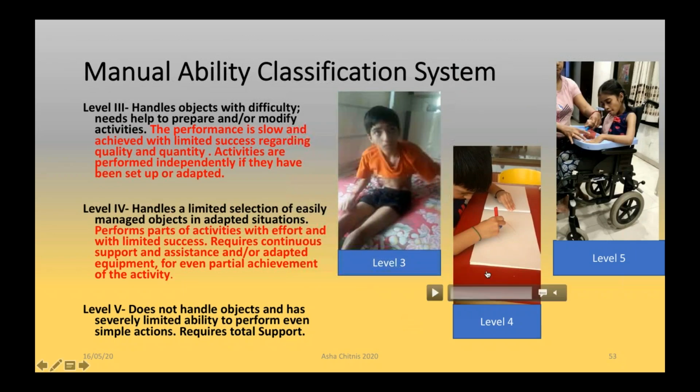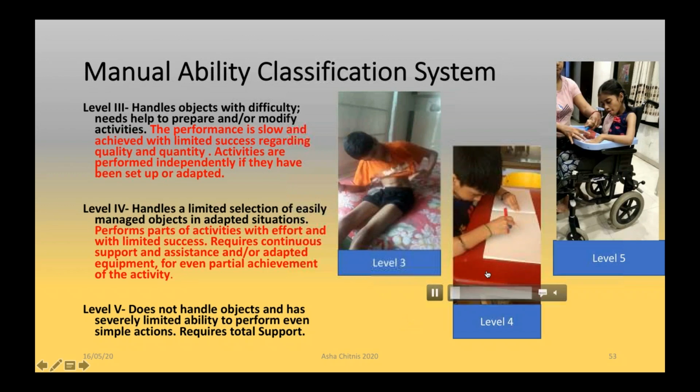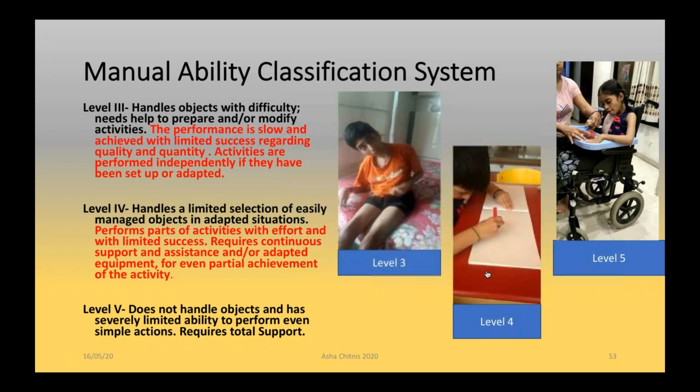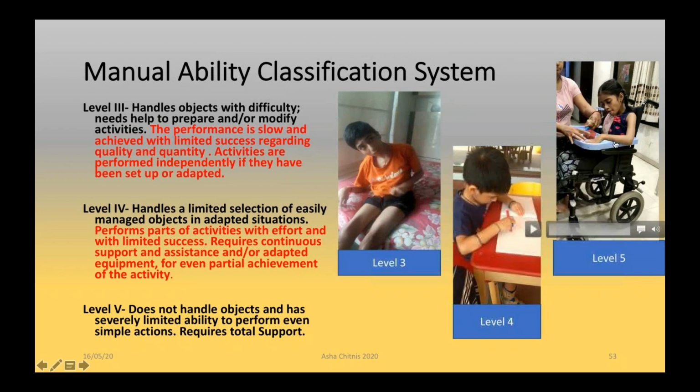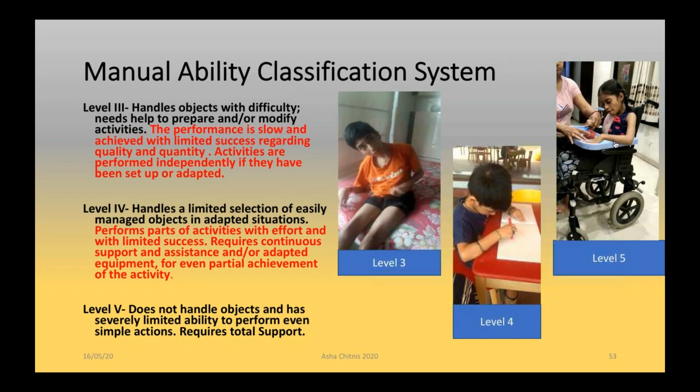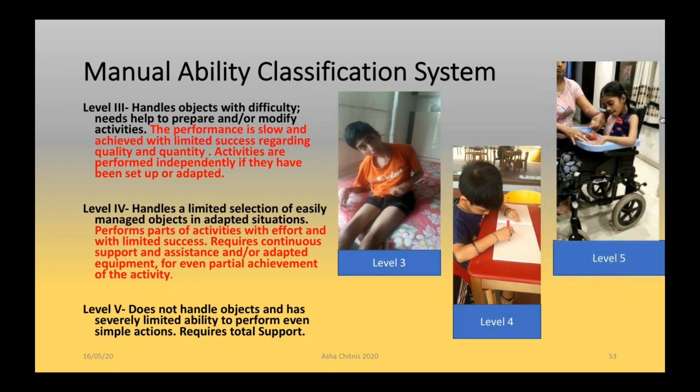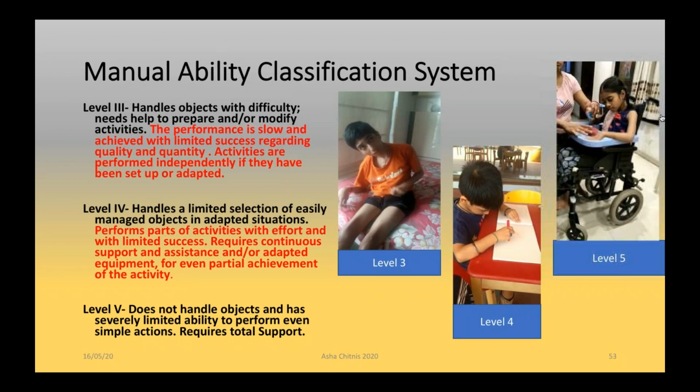This is a child writing, and he has got a pencil aid, and that is where he writes. But if you just give him a crayon, he's not going to write. And someone who's level 5, basically is trying to tell that, okay, hold my hand, you help me, and I am definitely going to look at cutting it and using it. So that's how she's doing it. So this helps you understand where your child is.